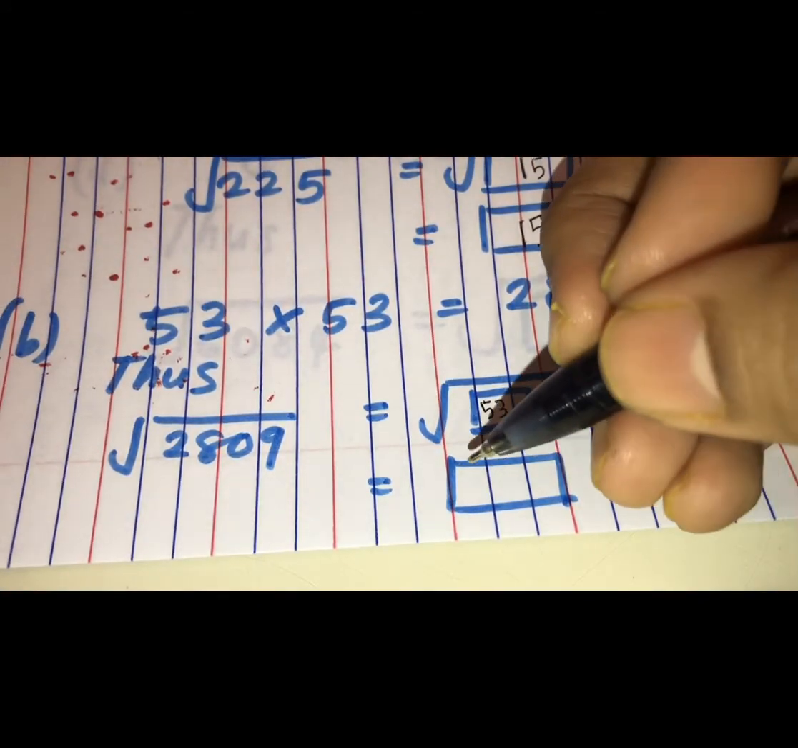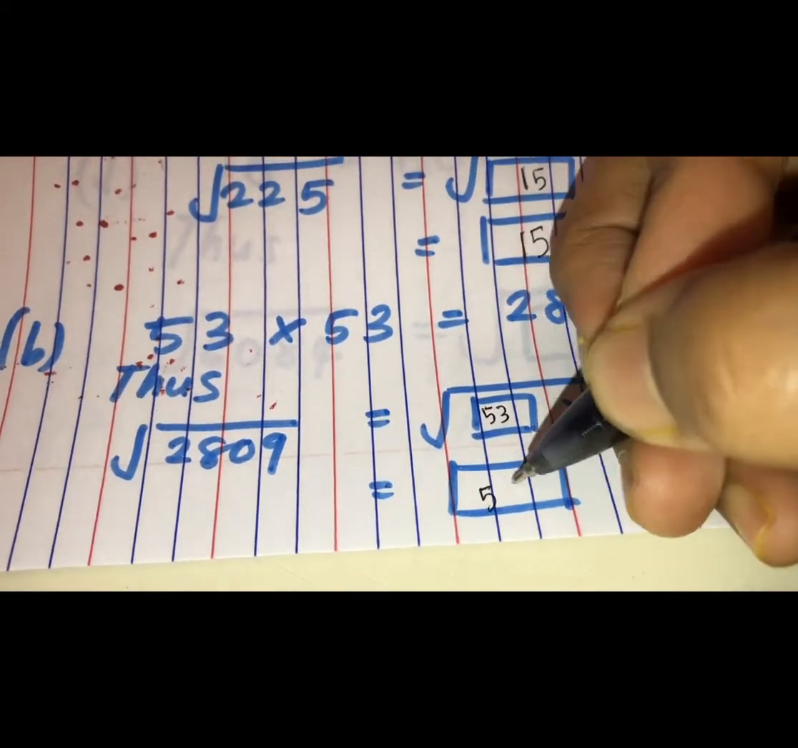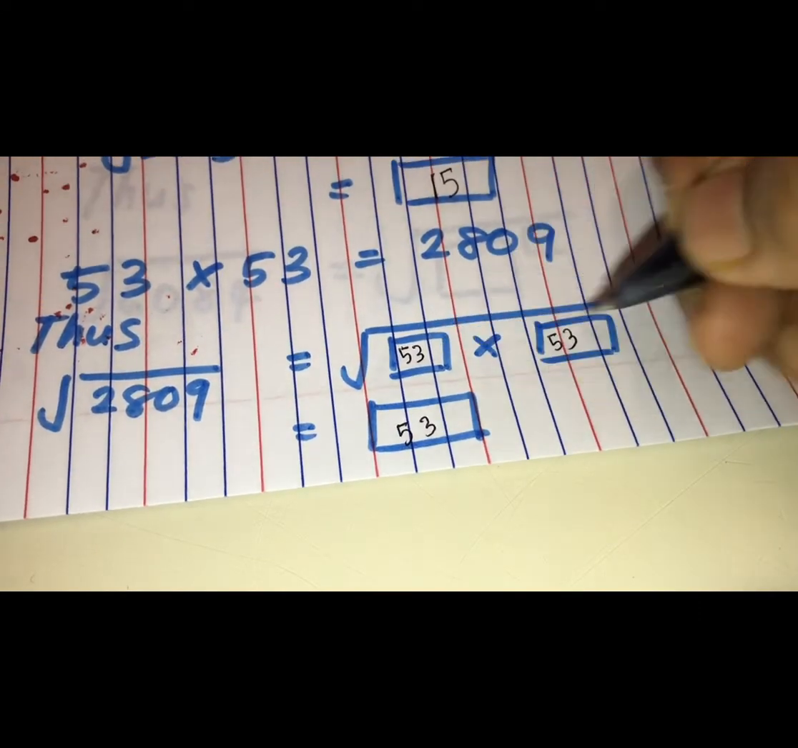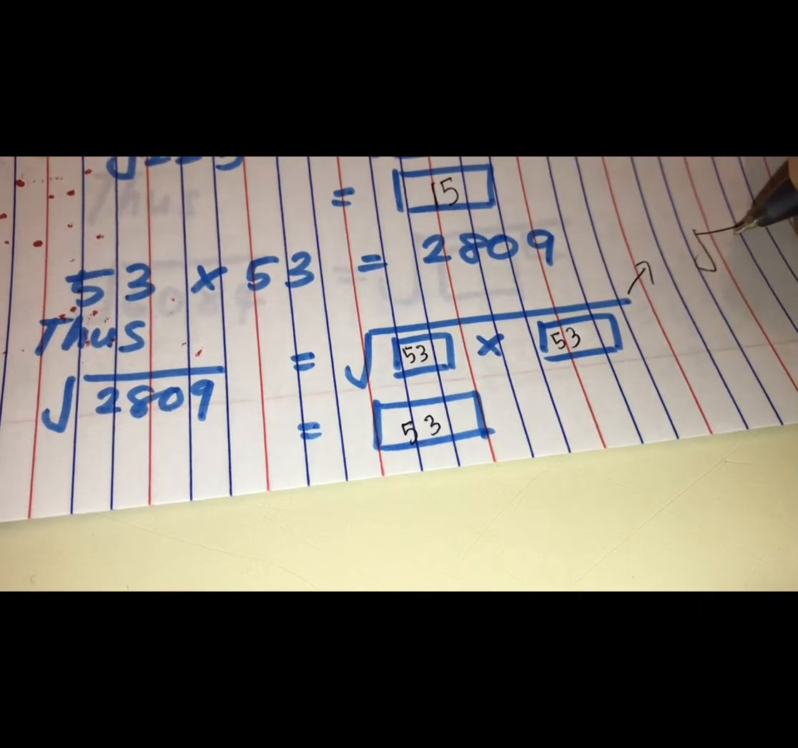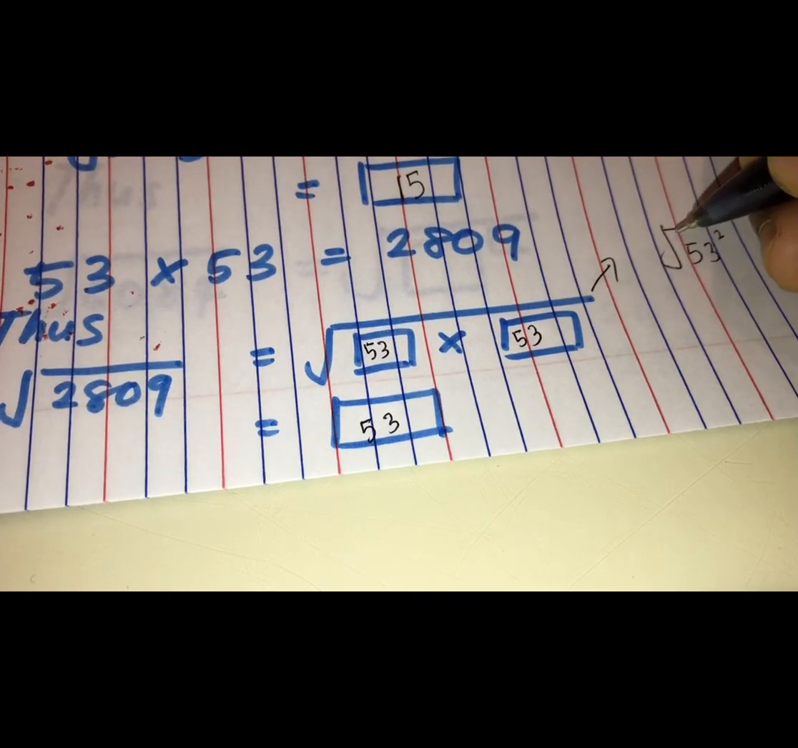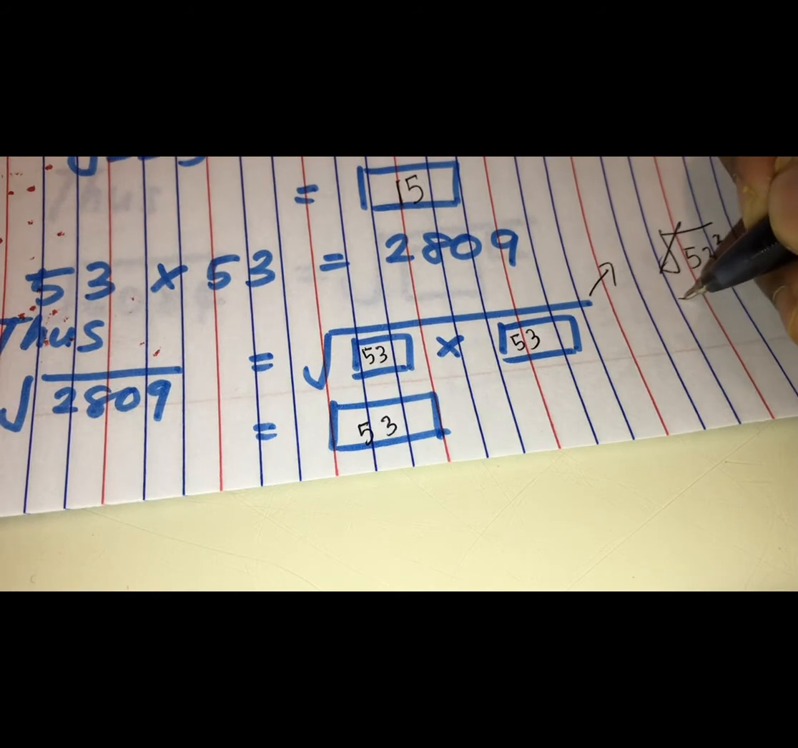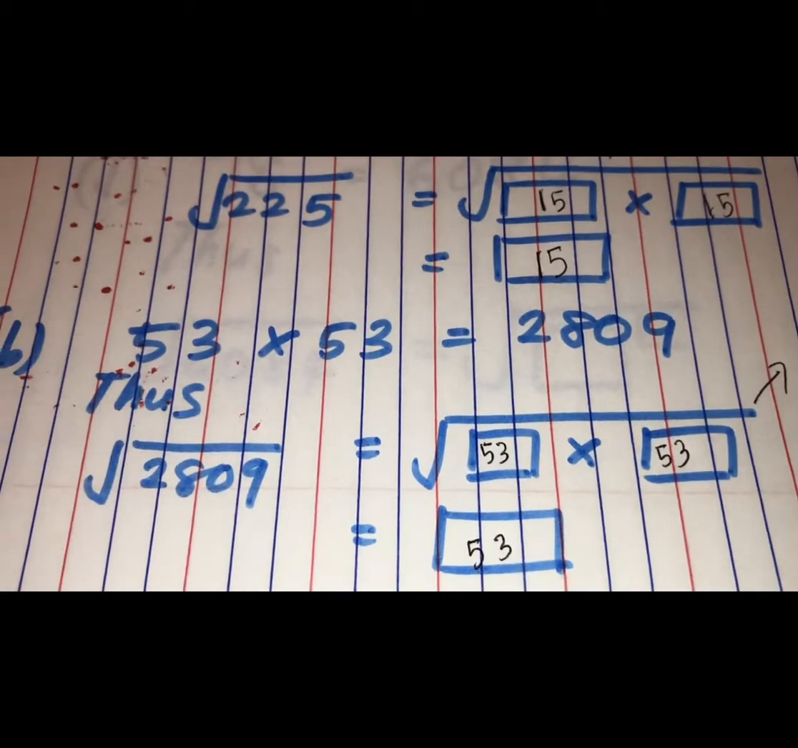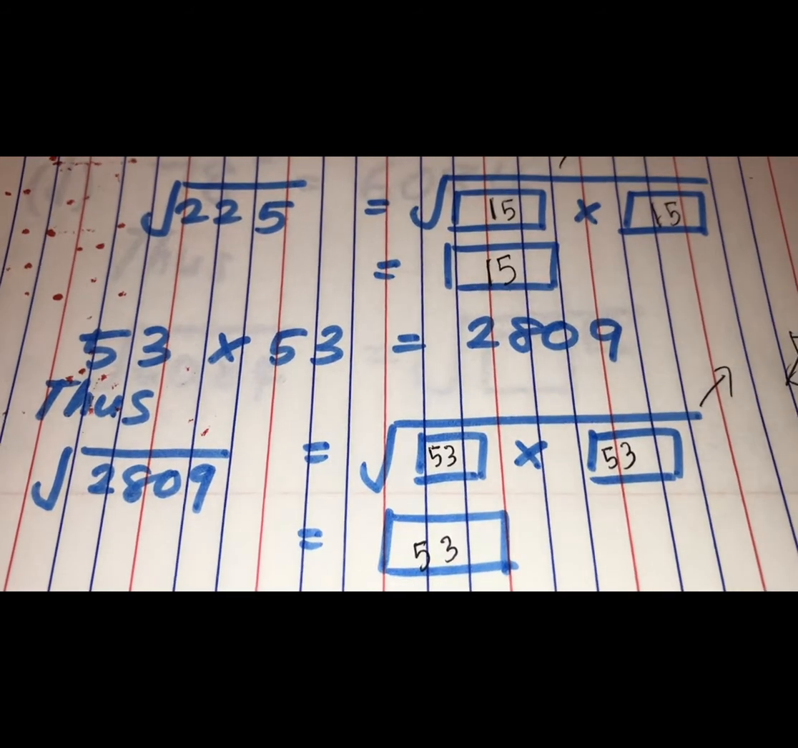So the final answer is just 53. Why? Because we have two identical values, 53 square, right? When the square root meets with the square, we can cancel this. So the value equals 53 only. Okay, so this is one question, page 37 workbook.